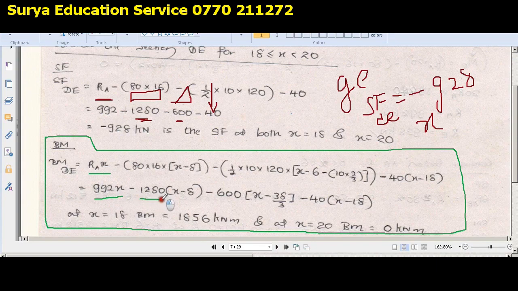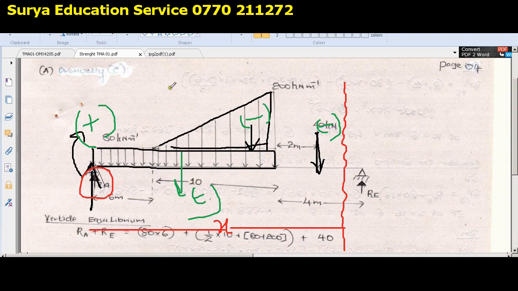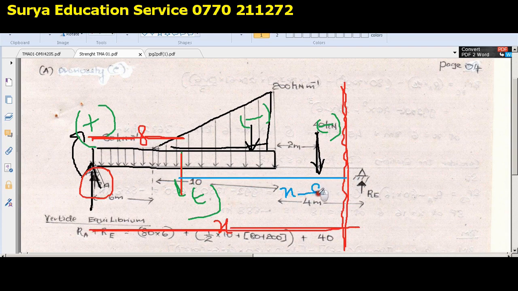And 1280, this is because of the rectangular load. It is negative. And why x minus 8? Let's see why. The center of gravity of the rectangular load, measured from the left end, is 8. So the distance from the center of gravity of the rectangular load to the section where we are going to consider the moment is x minus this distance, which is x minus 8. Is that clear?